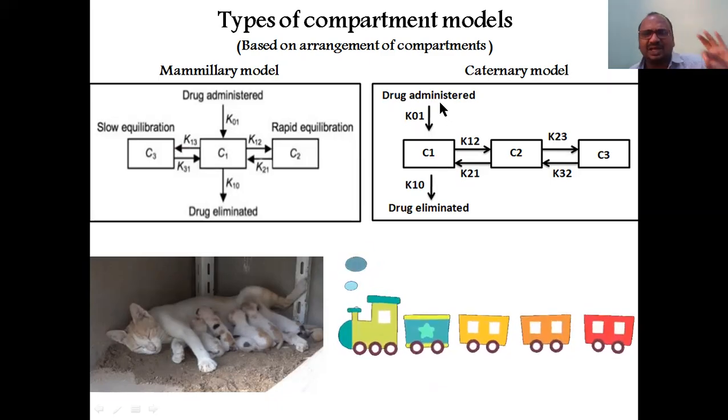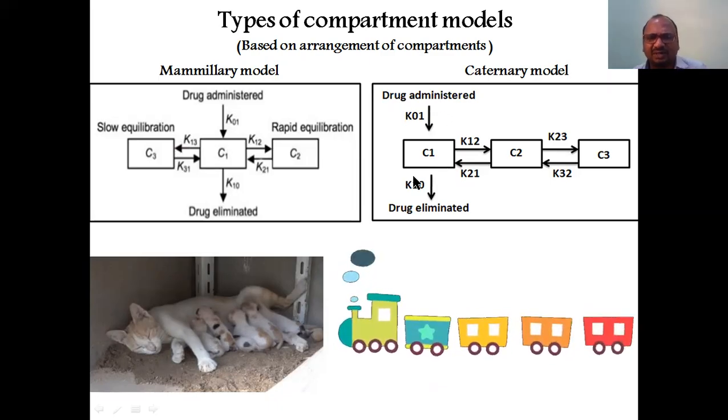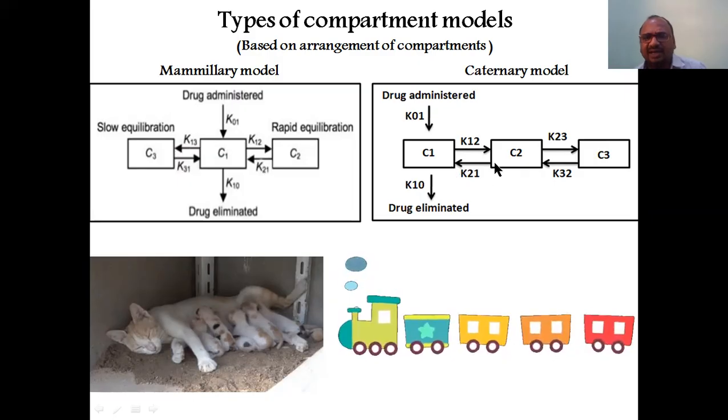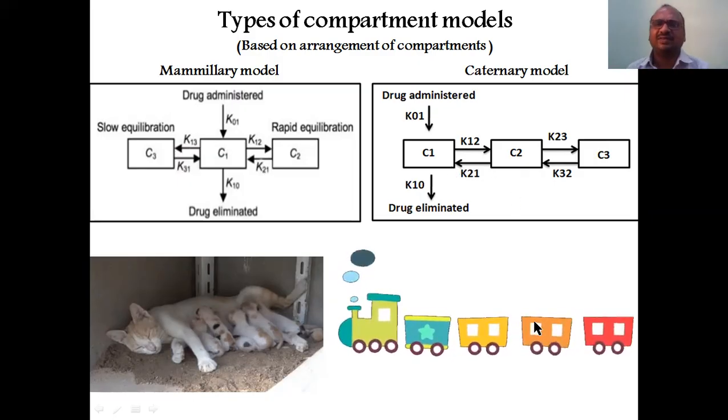In the same fashion here also, drug is administered, K01, K10, K12, K23, K32, K21 here. Like that. Very easy. Catenary model, I think you got the basic difference.